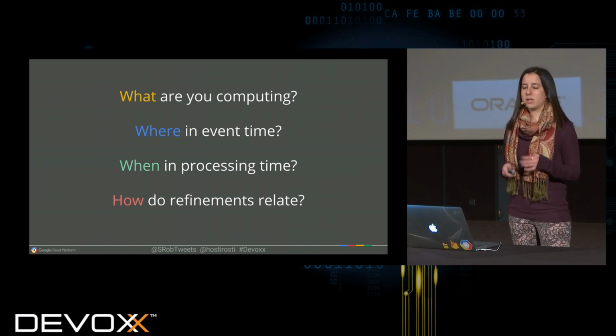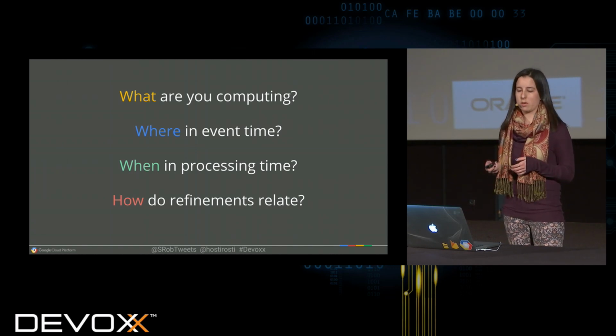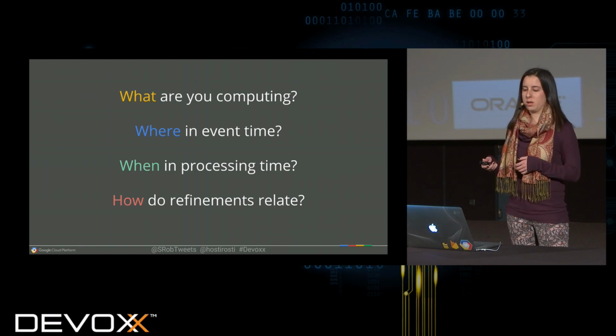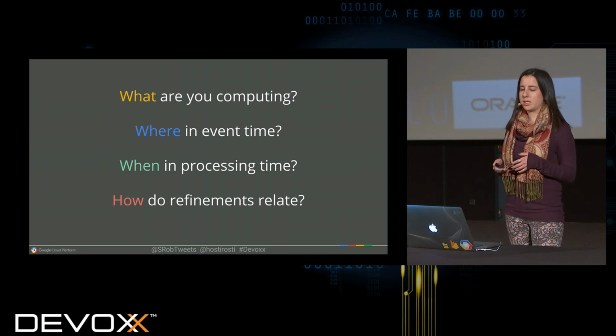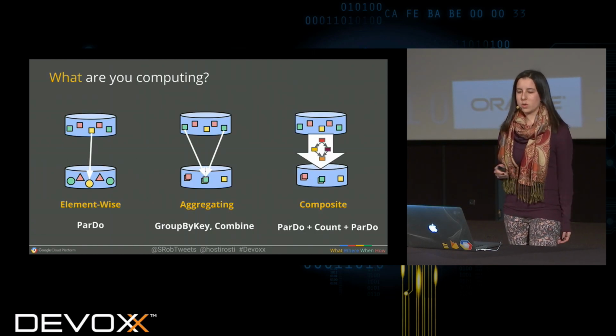And then finally, how does the time that the event arrives in our system affect the way we're calculating results? So when in processing time do we want to emit results for our pipeline? And then finally, if we're emitting multiple results in a certain window, we need to decide how we want to add up those results. So first we'll look at the what.